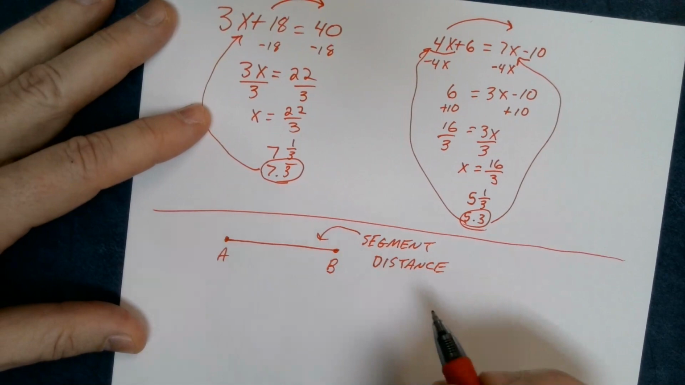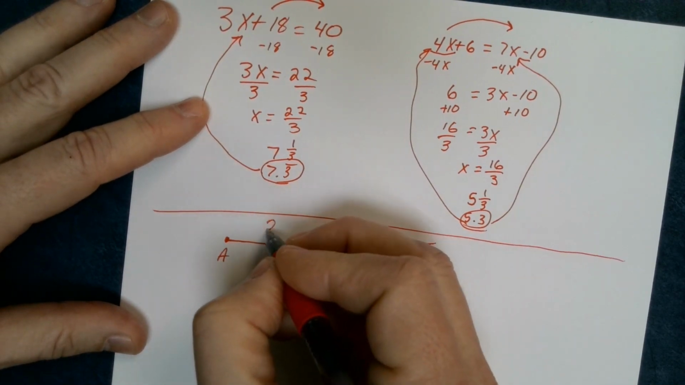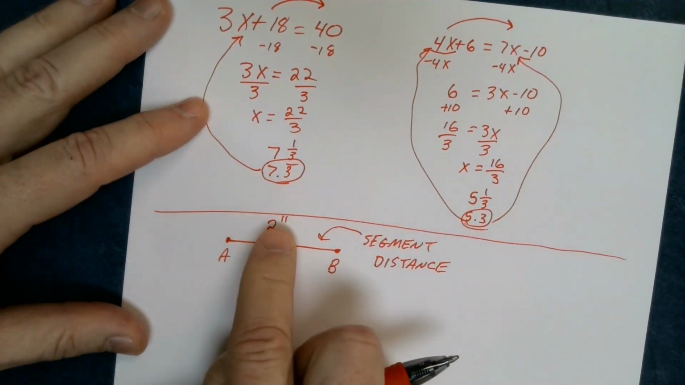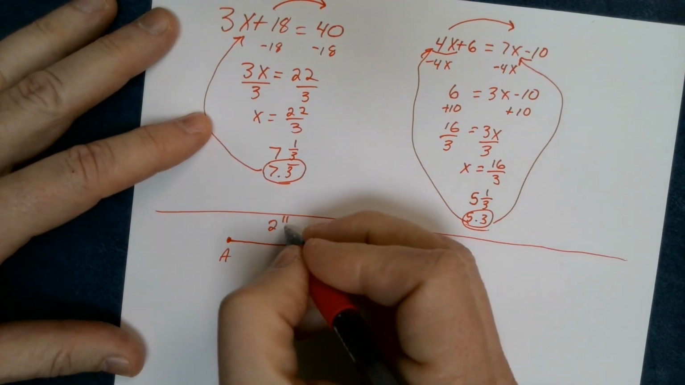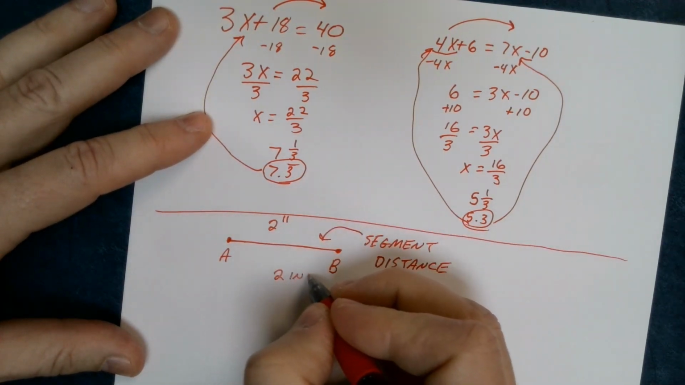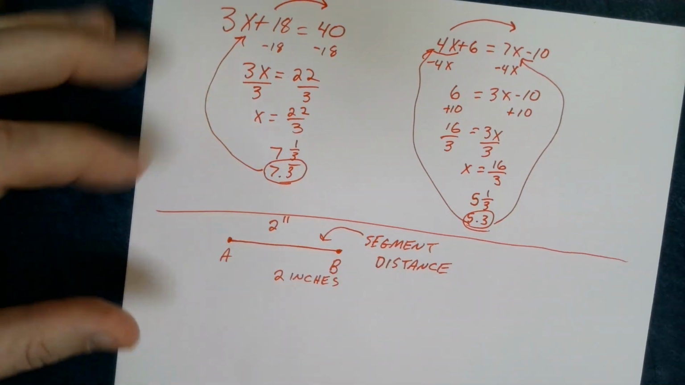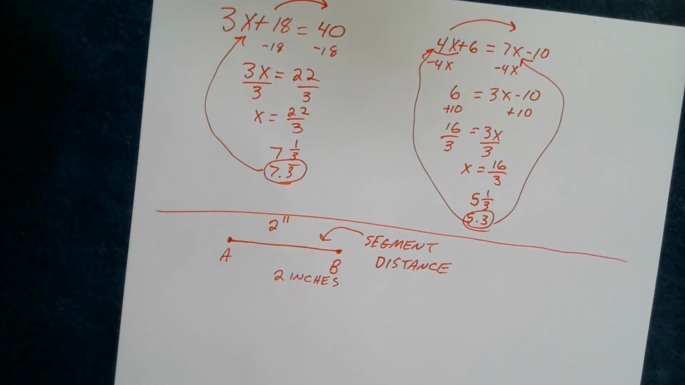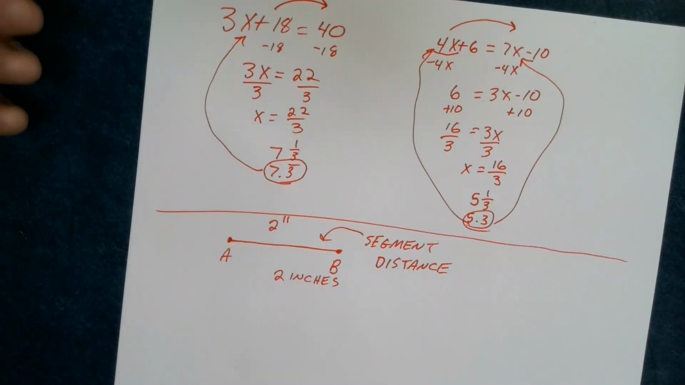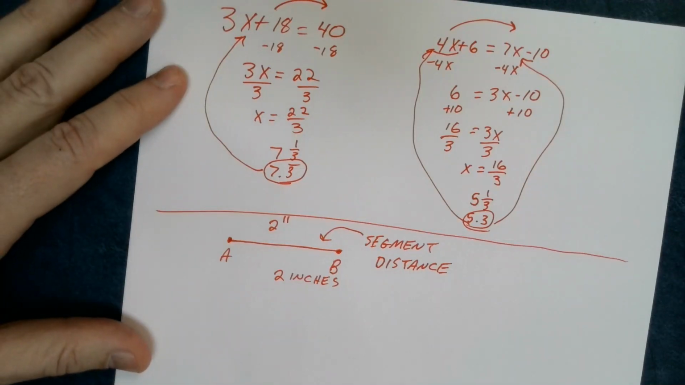Like on this one, on this piece of paper, it's about 2 inches, and that's the symbol for inches. It's not 2 to the 11th power, so 2 inches long, approximately. Okay? Again, that's on my paper. If you're watching this on your phone, it's going to look a lot smaller, but again, about 2 inches.